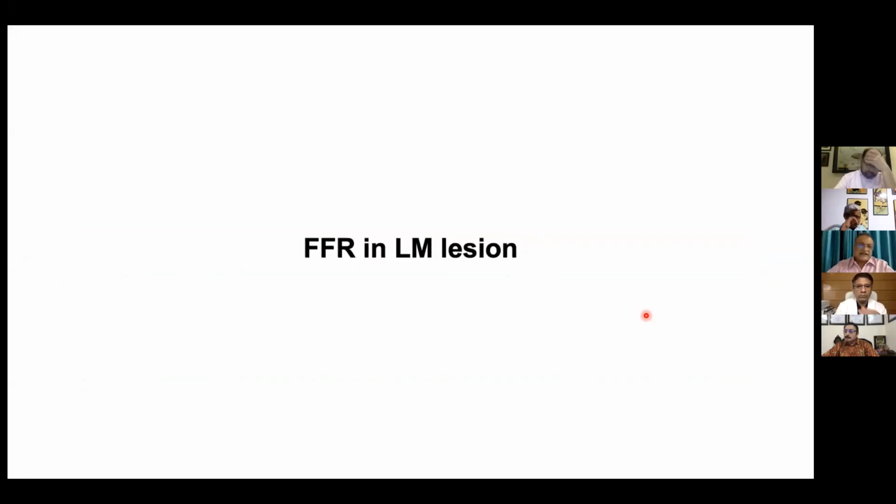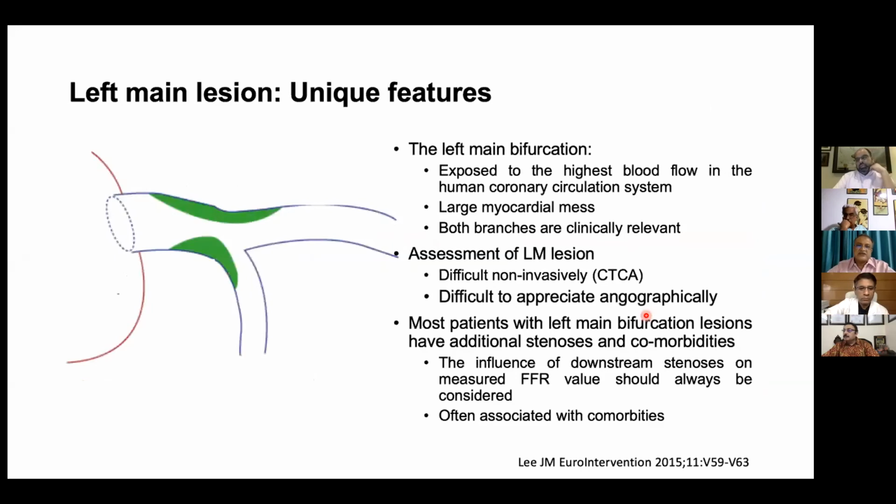This is entirely different. This is called the left main. Again, left main bifurcation has different implications because it carries the highest amount of blood, supplies a large myocardial mass, and both the branches, the LAD and circumflex, are equally important. So we need to assess the left main. It is very difficult non-invasively. Again, angiographically, sometimes it is very difficult to appreciate. And most patients with left main disease might have an additional stenosis upstream or downstream, and again, they are often associated with comorbidities.